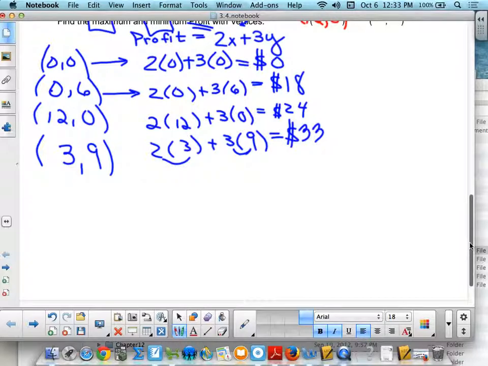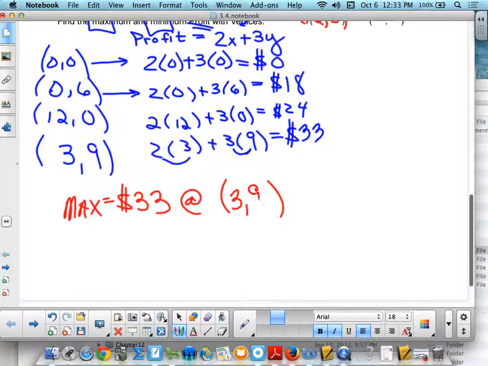So what's your max? 33. Maximum equals $33 at what point? At 3, 9. Now tomorrow when we do these problems, you're going to say this: you're going to maximize your profit if you produce 3, whatever we're talking about. Maybe if we're talking farming, if you produce 3 combines and 9 tractors, you will maximize your profit. So tomorrow it's more story-like.